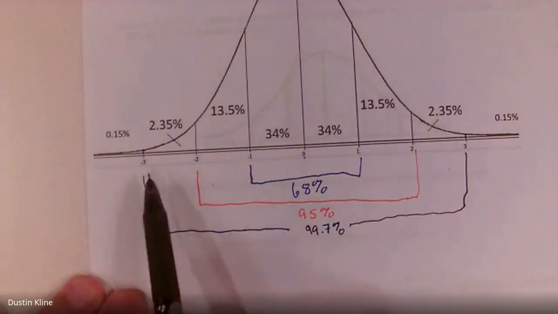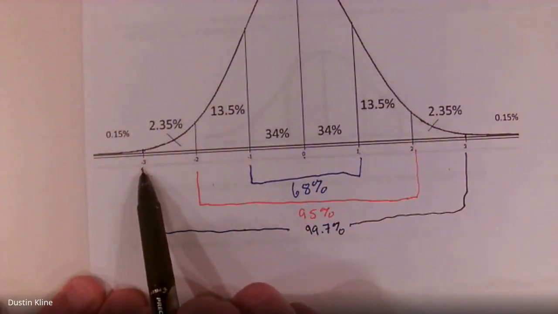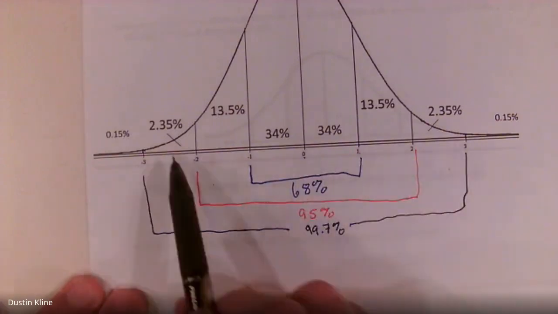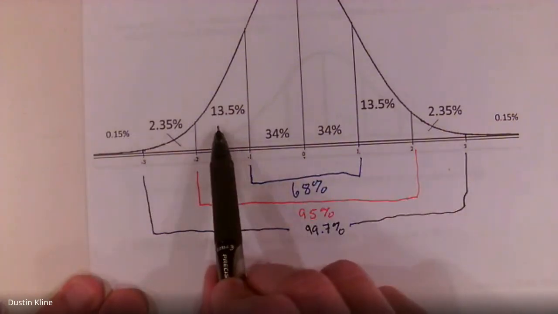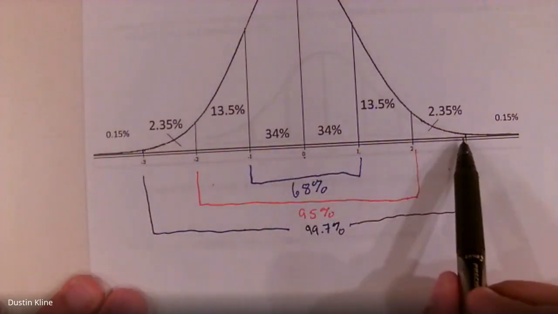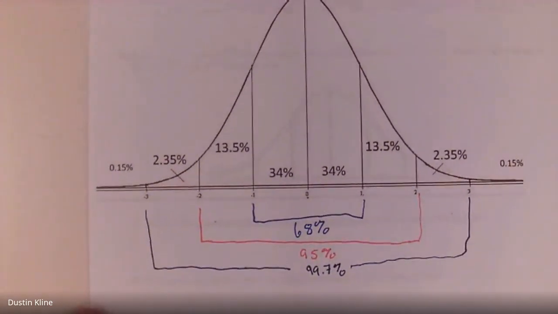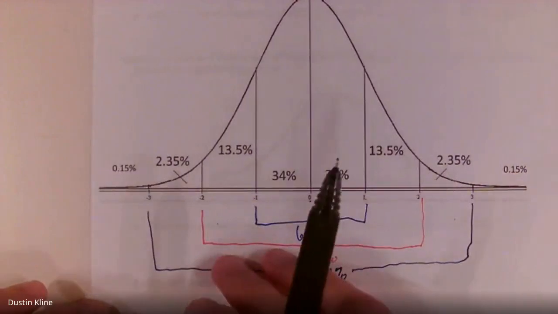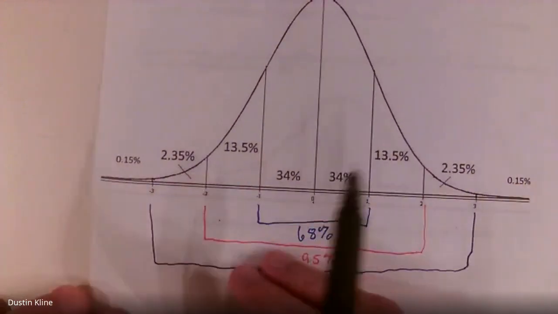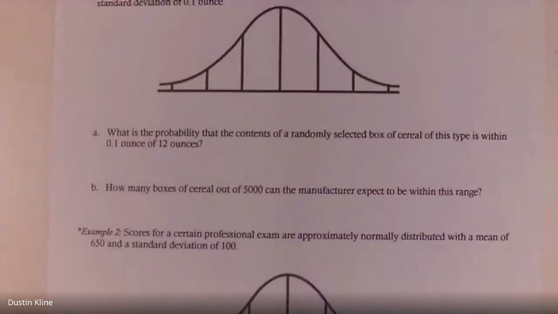If you added up every percentage from 3 standard deviations below to 3 above, and you added 2.35 plus 13.5 all the way across, you would get 99.7. And that's how our normal curve works. That's how our empirical rule works. Now let's look at a couple of examples.